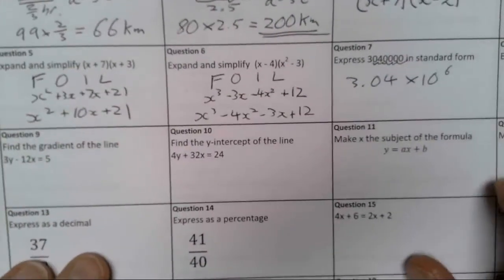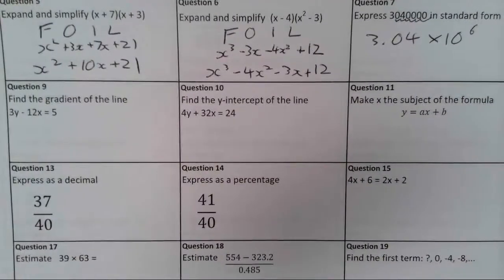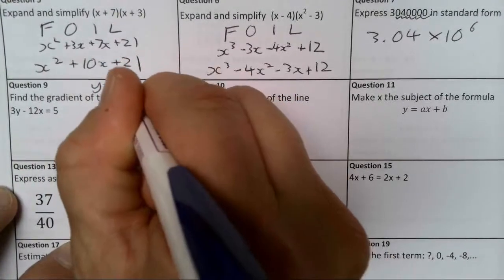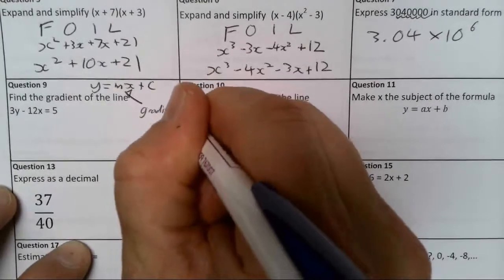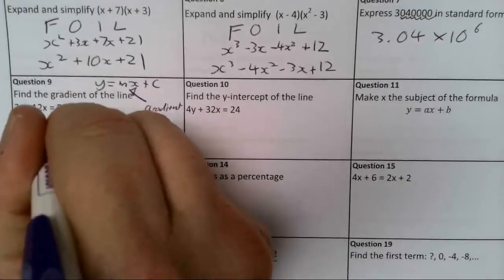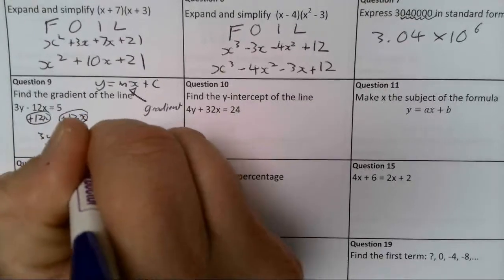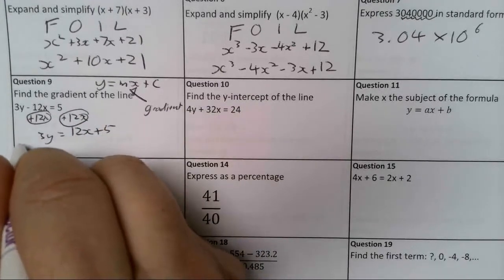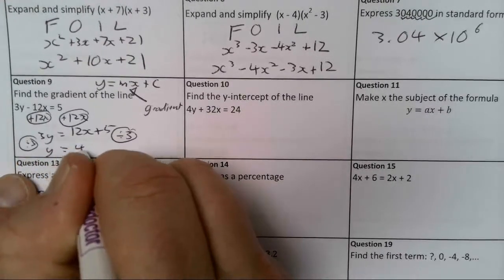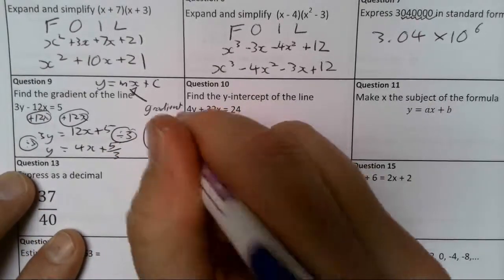Gradient of this line. Right, so gradient, we remember, is y equals mx plus c. The gradient is the m bit, the coefficient of the x. This part here is giving me the gradient, the coefficient of x. So I need to rearrange this into this form, ideally, in order to do this. So I'm going to add 12x to both sides. That's going to give me 3y equals 12x plus 5. And if I then divide both by 3, I get y equals 4x plus 5 over 3. So my gradient here is that 4.